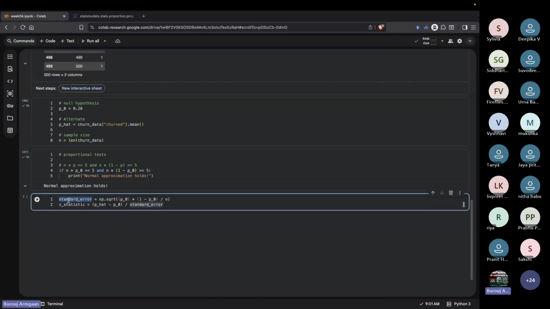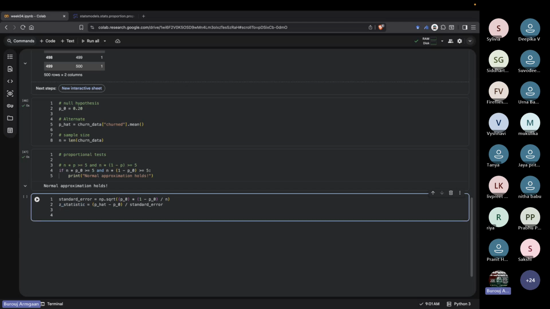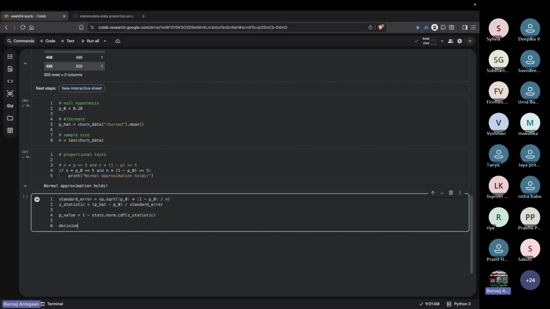This is the standard error. This is our z statistic. From this z statistic, again, we can compute our p-value. Now it essentially translates to what we have been doing all along. So for the z statistic, we again go to the same thing. We have 1 minus stats dot norm dot cdf. We just supply the z statistic and we can take the decision based on this. We can say reject the null hypothesis if my p-value is less than alpha.